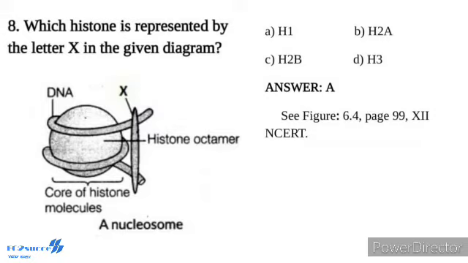In a typical nucleus, some regions of chromatin are loosely packed and stain light, and are referred to as euchromatin. The chromatin that is more densely packed and stains dark is called heterochromatin. So euchromatin is said to be transcriptionally active chromatin, whereas heterochromatin is inactive. So the correct answer is option A, X is H1 histone.